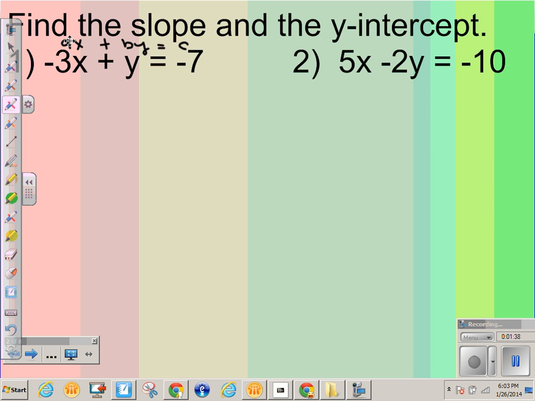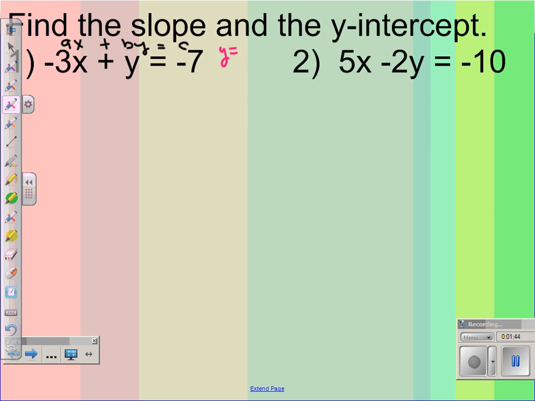In order to put the equation in slope-intercept form, it has to be equal to y. So this is our goal. We want it to look like y equals mx plus b. So to get it there, we want to think about always isolating the variable of y. So to get y by itself, we have to get rid of negative 3x because it's on the same side of the equation. So to get rid of negative 3x, we're going to add 3x on both sides.